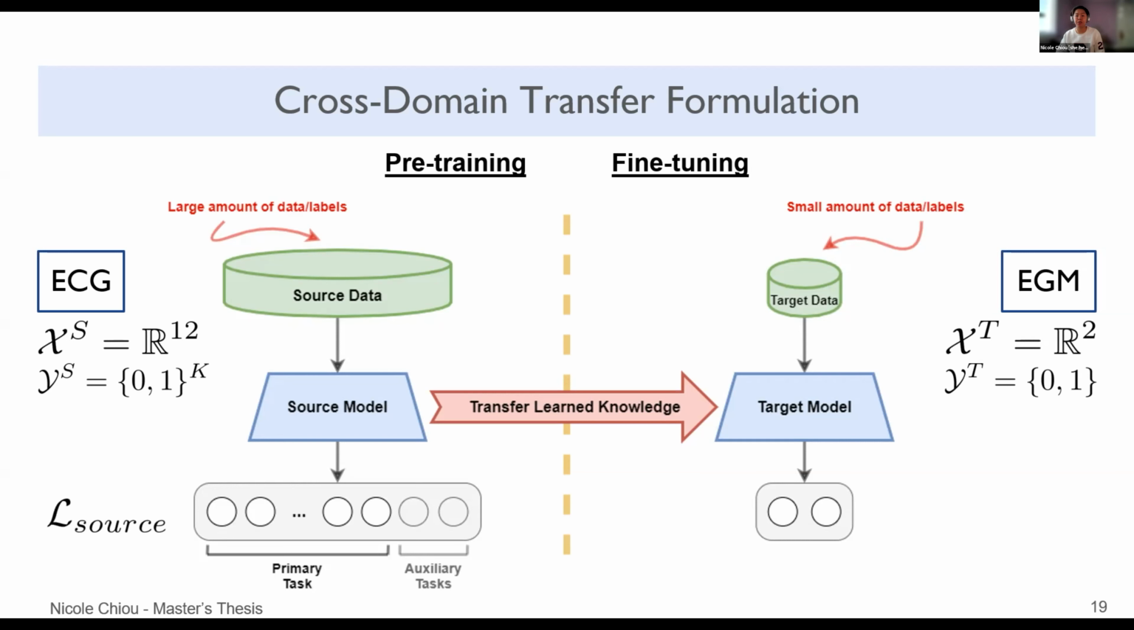During pre-training on the source task, a source objective is optimized, which includes the primary task as well as auxiliary tasks added by the selection criterion. Then a base model is transplanted and fine-tuned on the target domain using a target objective.